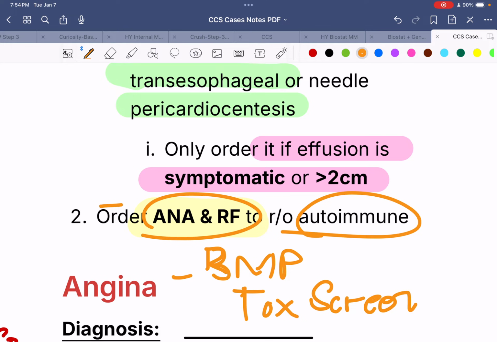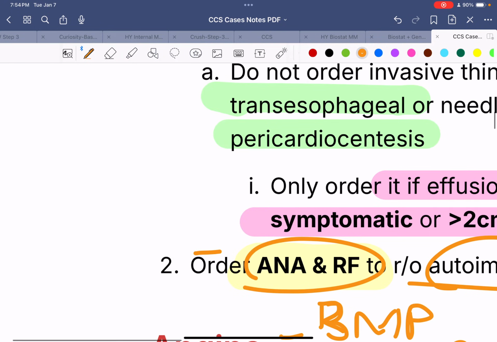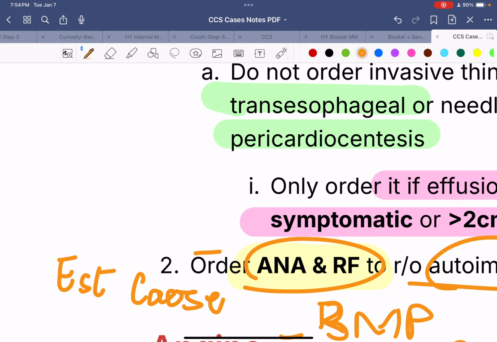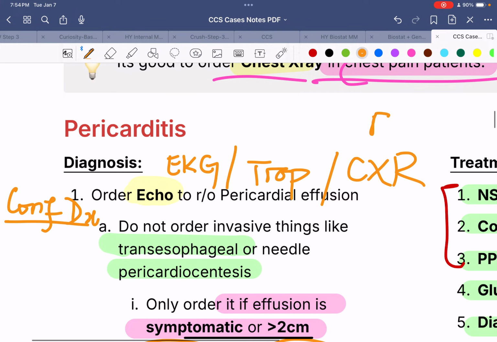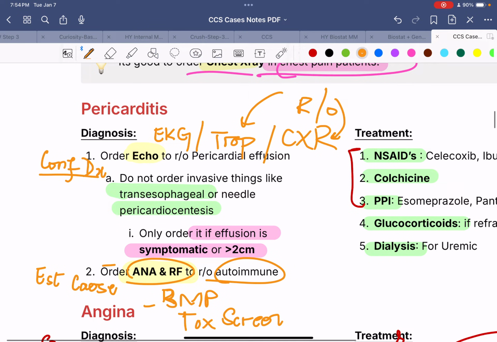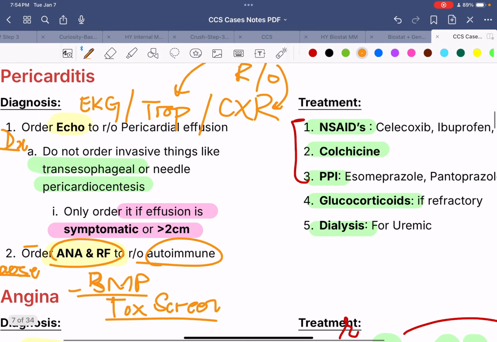First of all, we are going to establish the diagnosis with the EKG and echo. And after we have established the diagnosis, we are going to think about the different causes. So confirm the diagnosis with EKG and echo, and of course rule out other respiratory things, and rule out an MI with troponin, and rule out a pulmonary cause with chest x-ray, and then establish the cause with whatever pericarditis causes you can think of at this moment, such as basic metabolic profile, toxicology screen, ANA, and rheumatoid factor.